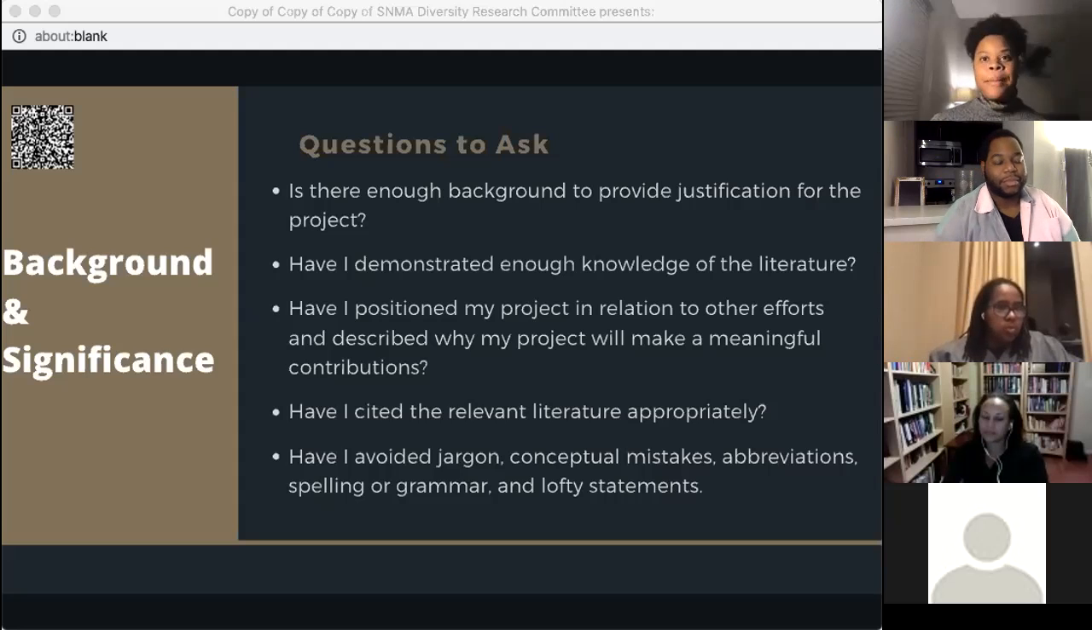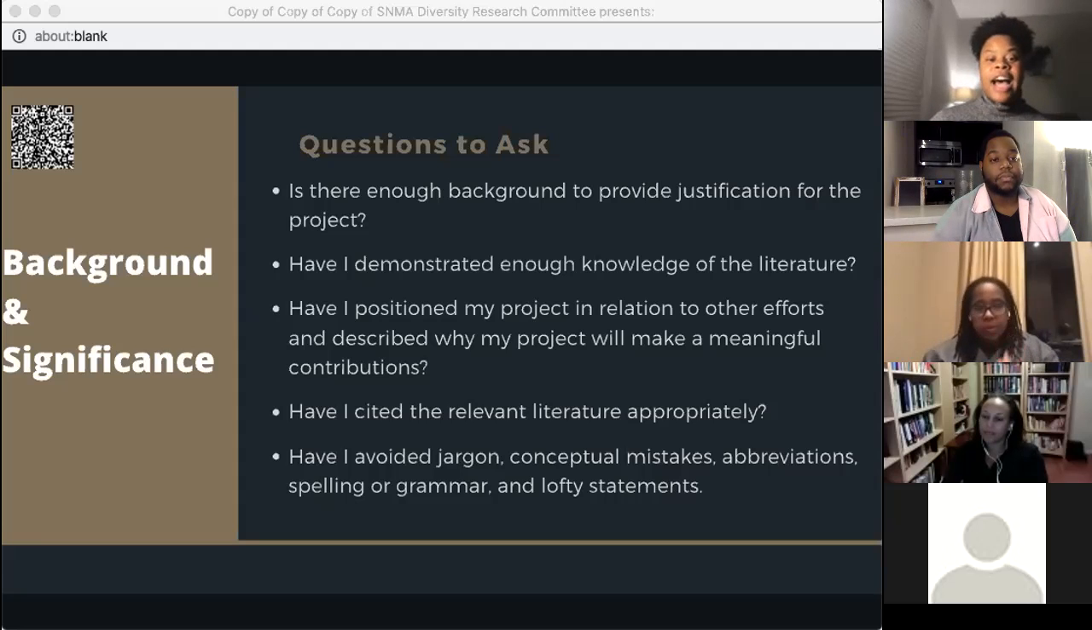Have I positioned my project in a way to describe why it'll have a meaningful contribution? Did I write my significance in a way that I know what's important to me, but isn't also important to other people? And do I articulate that well? Have I cited, again, relevant literature? And then really important, have I avoided jargon, conceptual mistakes, abbreviations, spelling or grammar errors, and lofty statements?